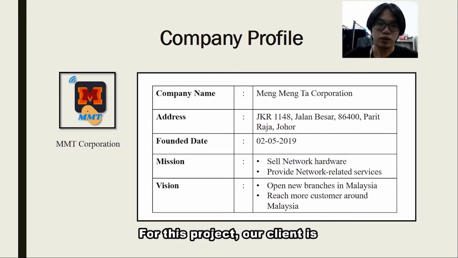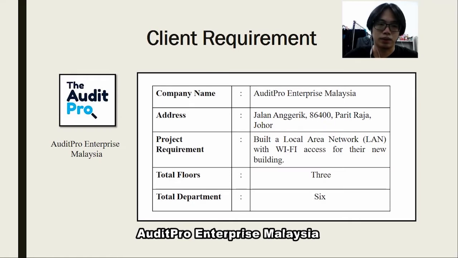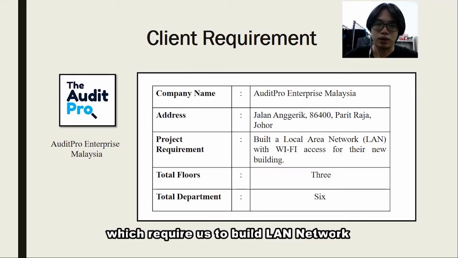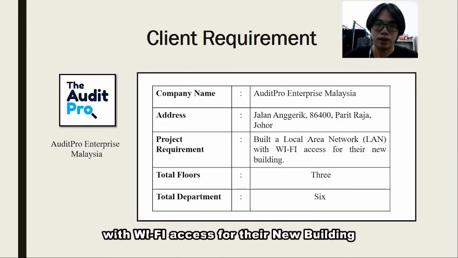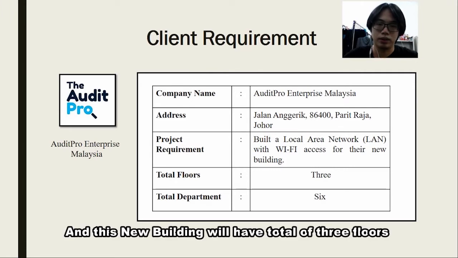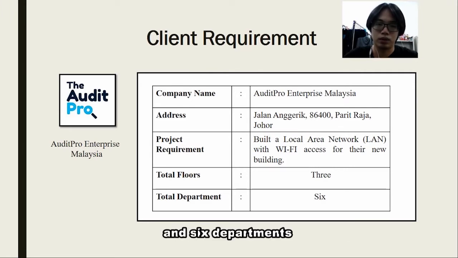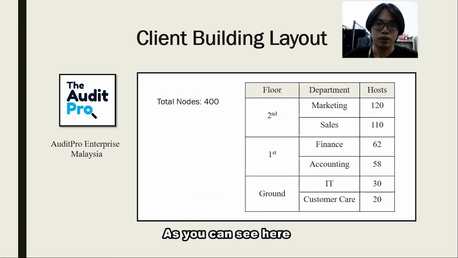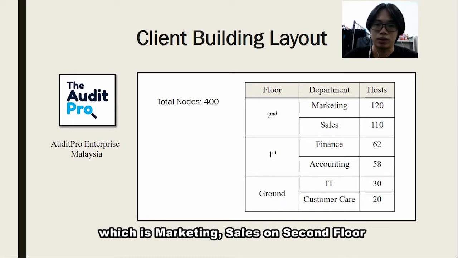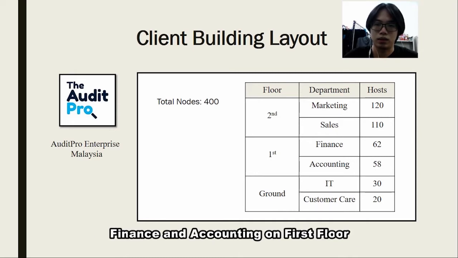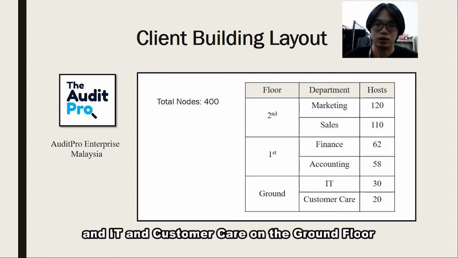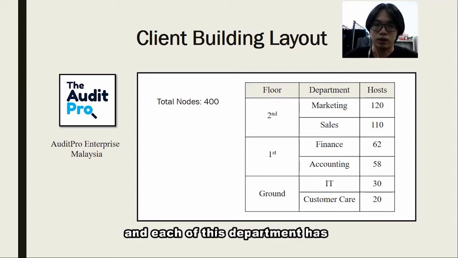And for this project, our client is Audi Pro Enterprise Malaysia, which requires us to build a LAN network with Wi-Fi access for the new building. This new building will have a total of 3 floors and 6 departments. As you can see here, the total nodes for this building, or total hosts, is 400, and each floor has 2 departments: marketing and sales on the second floor, finance and accounting on the first floor, and IT and customer care on the ground floor. Each of these departments has a different capacity of hosts.